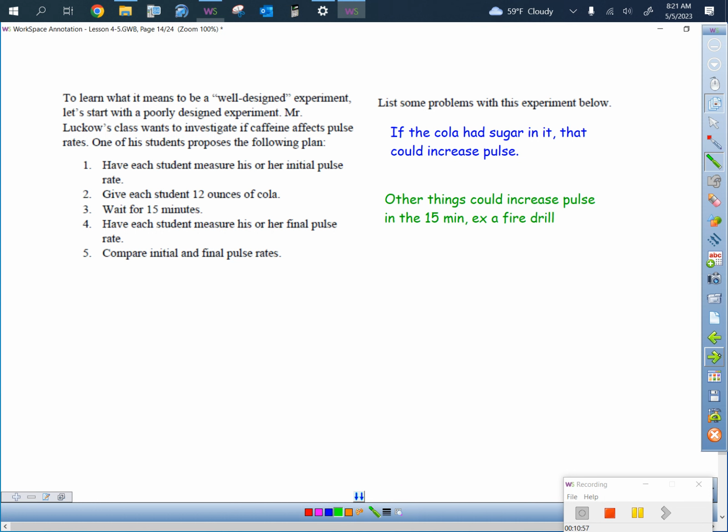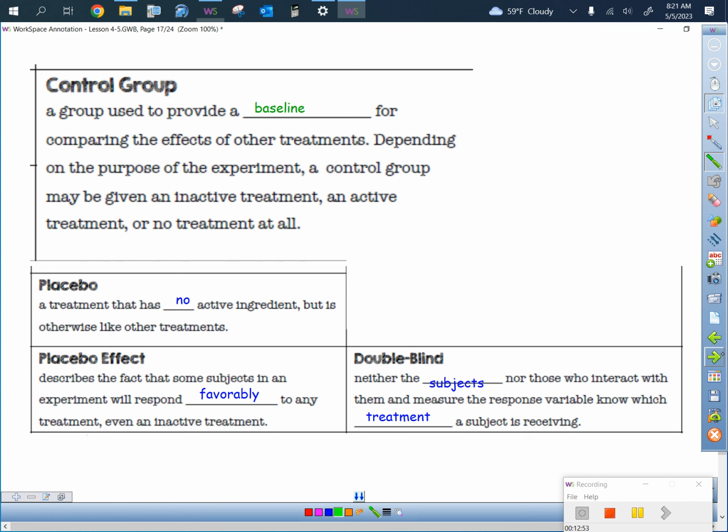And then the double-blind experiment is also important. That's where neither the subjects nor those who interact with them and measure the response variable know which treatment the subject is receiving. If I'm going to do an experiment on y'all, and half of you take a real pill and half take the placebo, I don't actually know which is which. Somebody else, like the big puppet master, knows ahead of time who got what because they were in envelopes. So that's a double blind, where I don't know and you don't know.